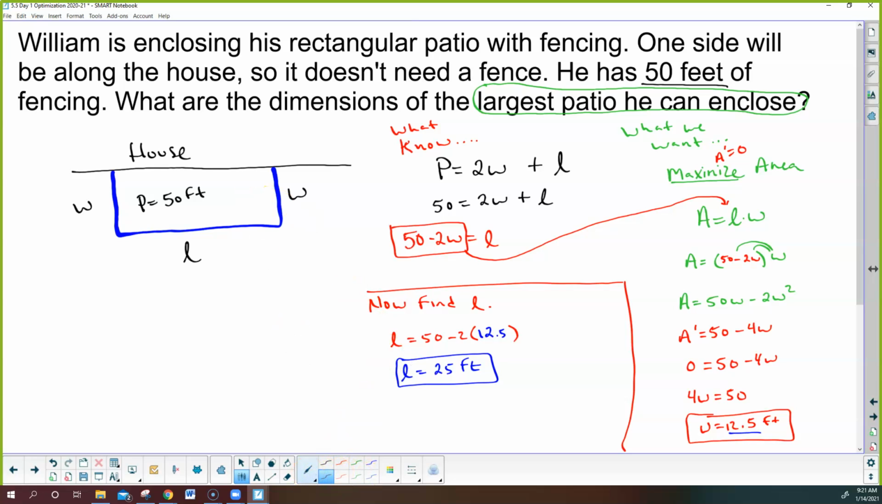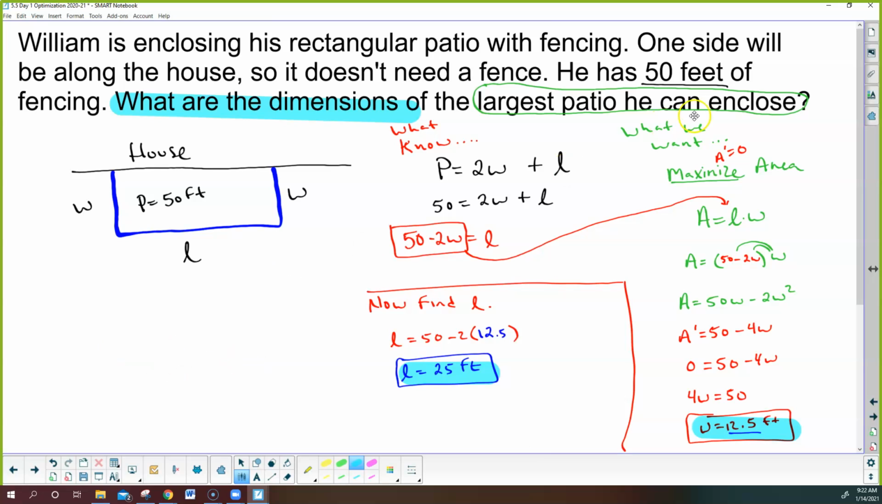Okay. So they asked me, what are the dimensions of the largest patio that can be created? And that's it. Those are my dimensions. There's my length. There's my width. I'm technically done. If I wanted to find the largest area, then I would multiply length times width to figure out how much area that would cover. But they didn't ask me to do that.